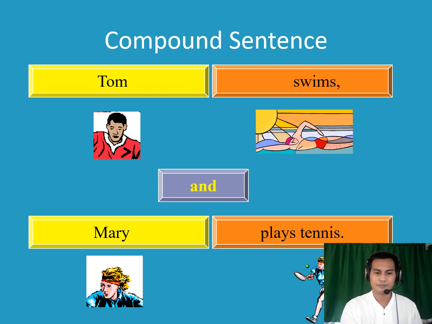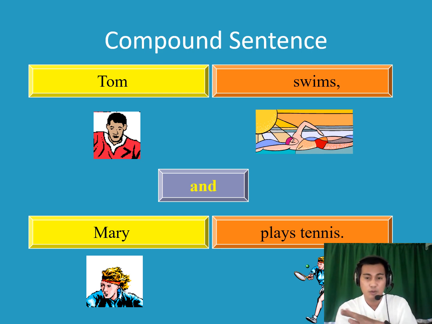We have here, Tom swims and Mary plays tennis. Okay, we have here Tom does one thing, whereas Mary also does another thing. Okay, this will only become a simple sentence if we join together Tom and Mary. When we say Tom and Mary swim and play tennis, that would be a simple sentence.